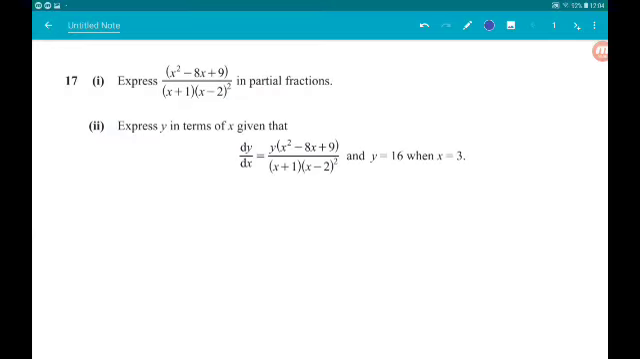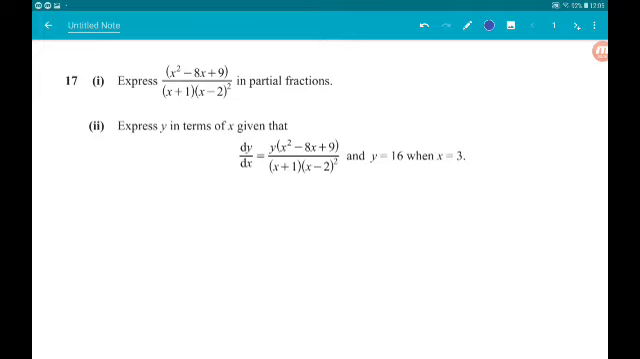Okay, question 17, final question, 2 parts, 5 marks and 7 marks. So, part 1 wants us to express (x squared minus 8x plus 9) over (x plus 1)(x minus 2) squared as partial fractions.